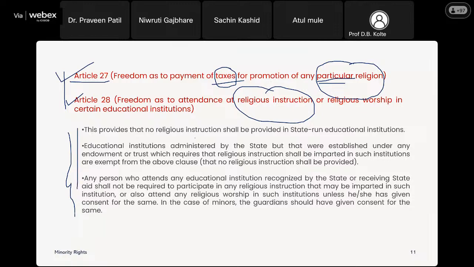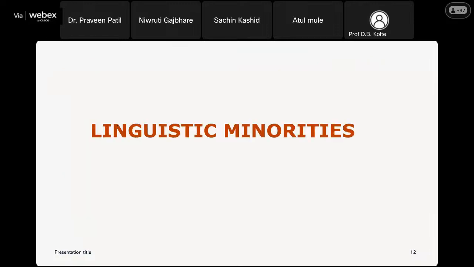These three rights, in fact, require further detailing, but as I said, for the paucity of time, I'm stopping myself here. Article 25, 26, 27, and 28. These four articles greatly supplement the rights of religious minorities.